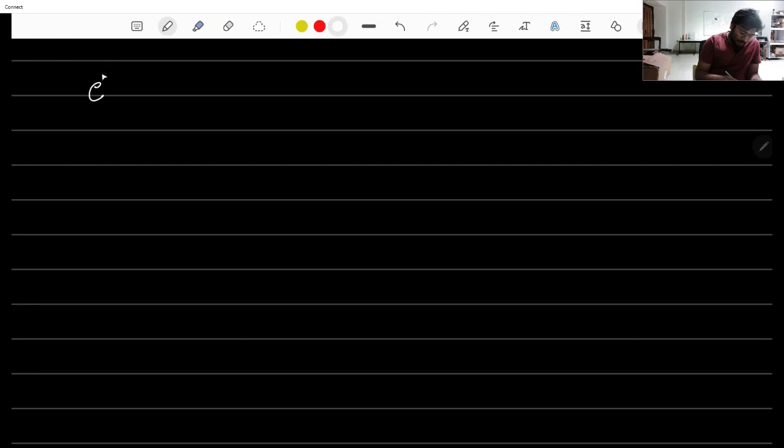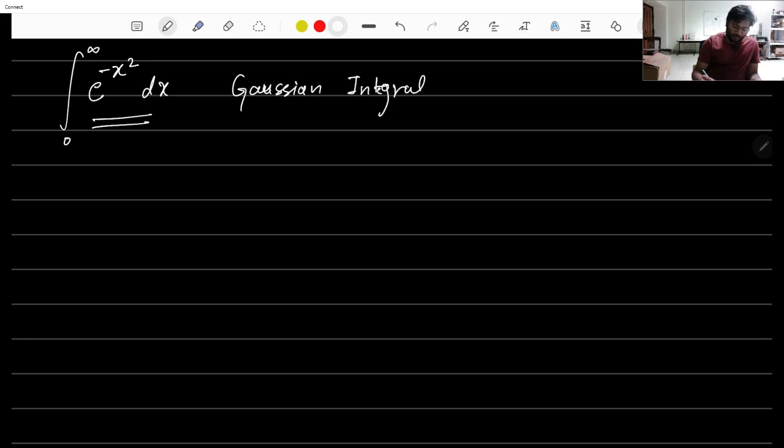Integration of e to the power minus x square dx. This type of integration is called a Gaussian integral, where we are taking the limit from 0 to infinity. Fine. So this type of integral is called a Gaussian integral, a one-dimensional Gaussian integral. Now we want to evaluate the value of this. So how will you do this?